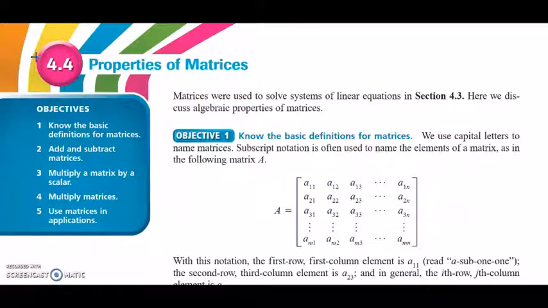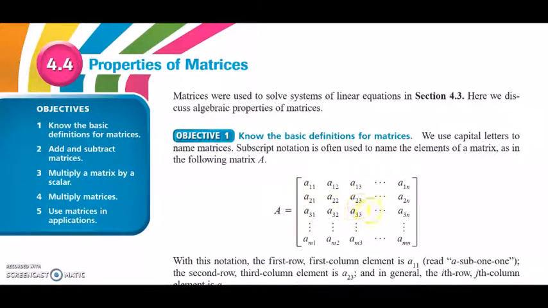In 4.4, we examine properties of matrices. Just as a review, and I remember going over this in the last lesson, we need to talk about how each number within the matrix is named. And we need this information in case we need to talk with one another, for example, via email or Zoom, where we can't just point.